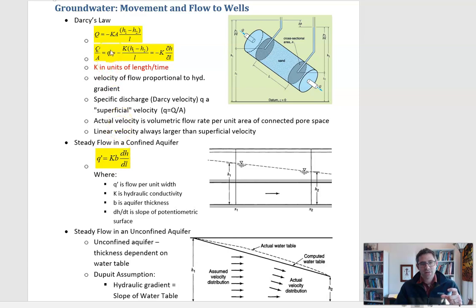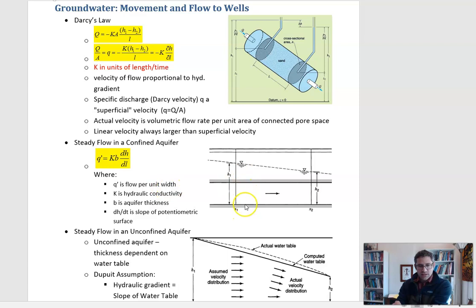Now B is sort of like... little q is Q over A, and when we do a Q prime, instead of per cross-sectional area, we're doing per unit width into the page. So this A, instead of being a cross-sectional area, since we're on a per unit width basis, is just the thickness. So little q is going to be K times the thickness of the aquifer times the dh/dl.